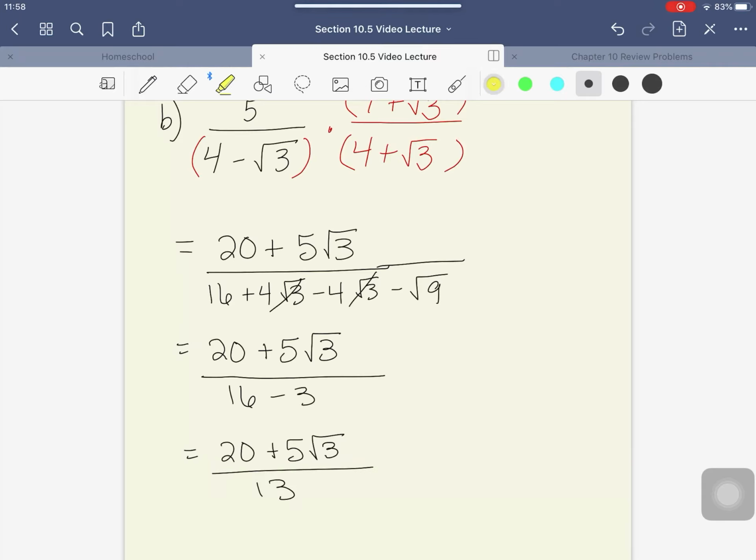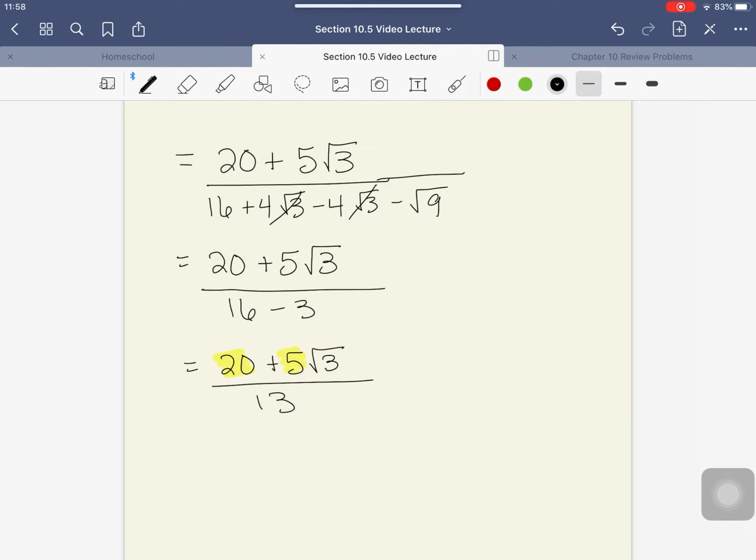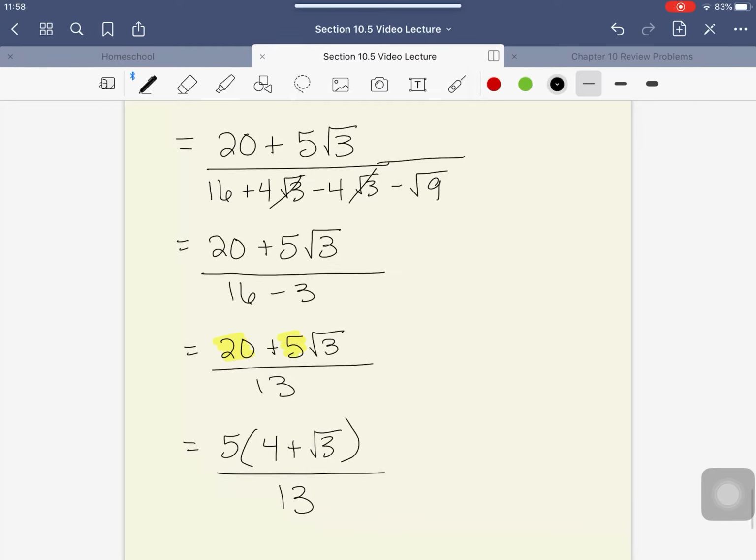Now, if you look at these two terms, I can factor out something. It's not going to help me in any way or help me to reduce, but sometimes it will. So it's best to always write it in factored form. So I can pull out a 5, and that will leave 4 plus the square root of 3 over 13, and that's your final answer.